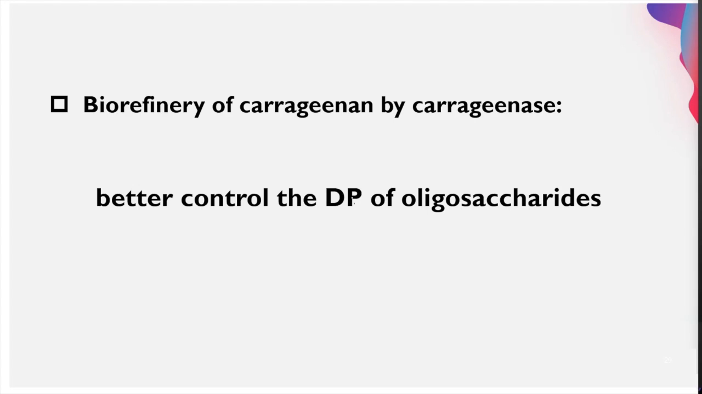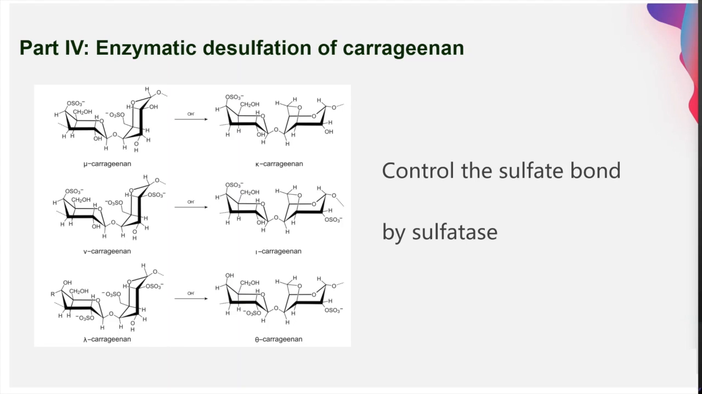To give a short conclusion, by the biorefinery by Carogenes, we can control the DP of oligosaccharide to make sure of its activity and guide its application in different areas. If we want to control the sulfate group, we can use sulfatase. The carrageenan sulfatase has a very high desulfation rate, which can remove the sulfate and form the anhydro bond. So the work is to develop different sulfatases with substrate specificities.